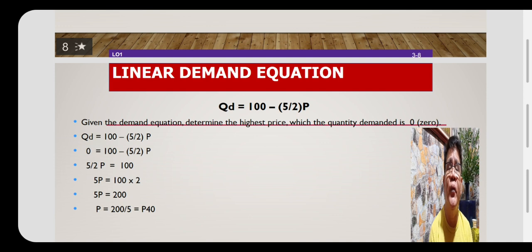By solving for P, we have to transpose. The negative slope will become a positive slope when we transpose it to the other side of the equality sign. Bringing the whole term to the other side, we now have 5 over 2P is equal to 100. So 5P will now be equal to 100 times 2. We multiplied 2 to 100 because the 2 came from the divisor.